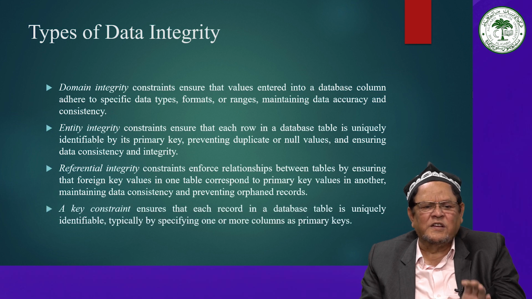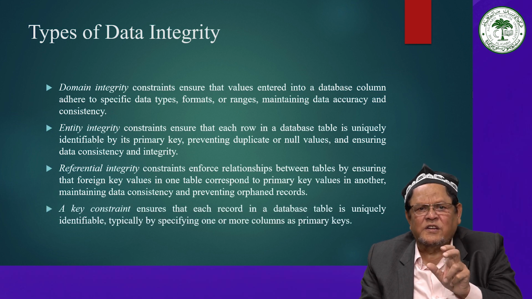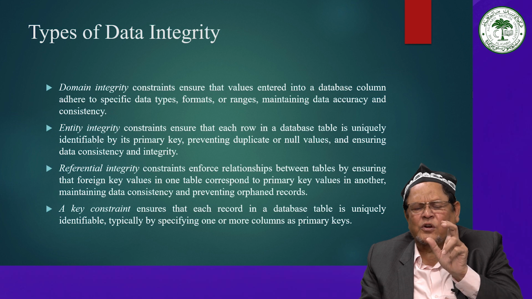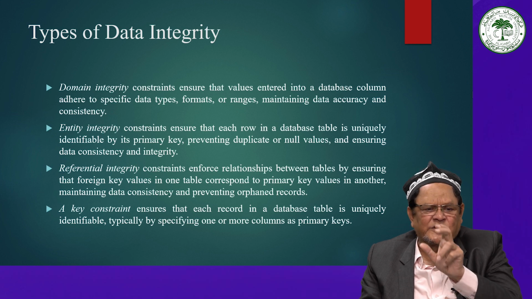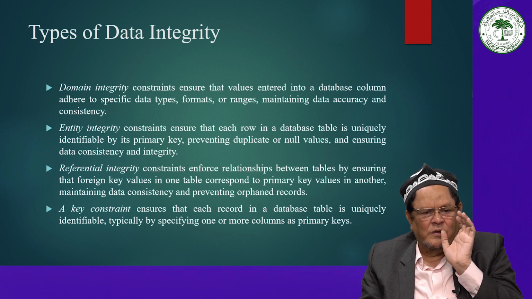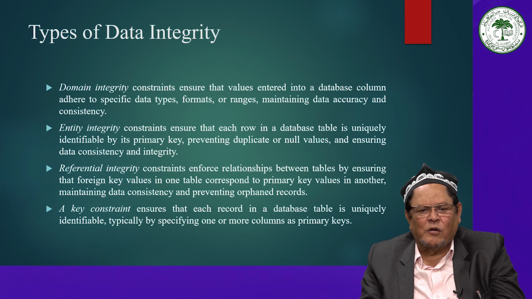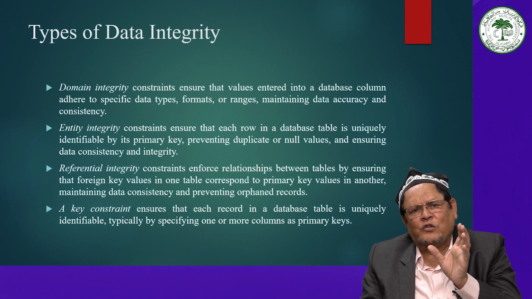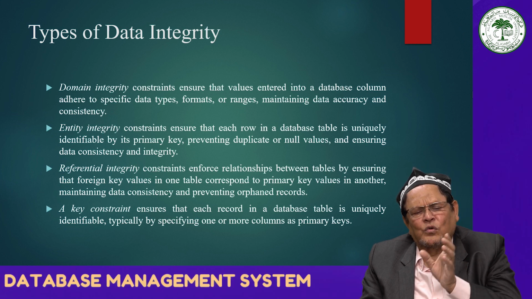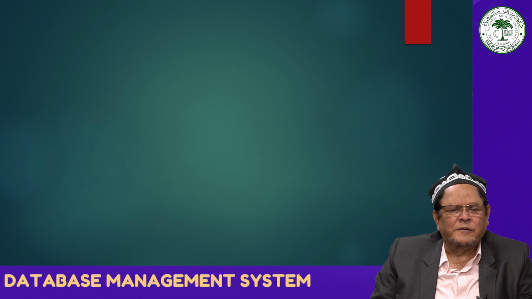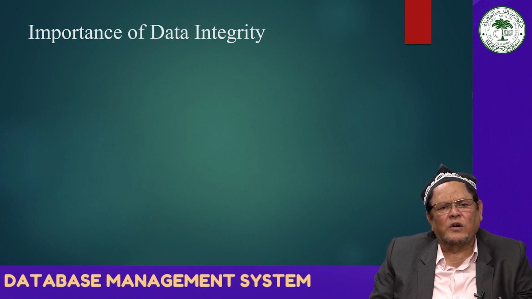The last is the key constraint. A key constraint ensures that each record in the database table is uniquely identifiable, typically by specifying one or more columns as a primary key. Depending on the requirement, you make one column or two columns a primary key. Next topic is the importance of data integrity.